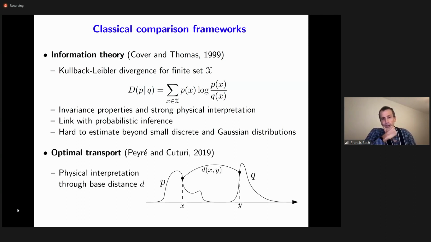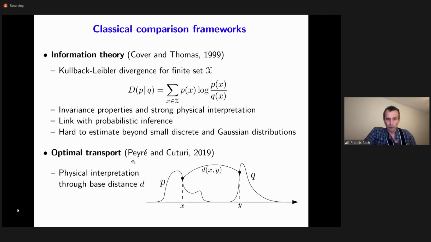Then another framework, slightly more recent in its wide use within machine learning, is optimal transport, where the idea is that you compare two distributions P and Q by moving mass from P to Q and trying to minimize the distance that you have to move. So this is somewhat physical because you have the distance D, but I've asked around, and it's unclear what the meaning is. People use this a lot to do algorithms, but the meaning of the value is still a bit unclear.